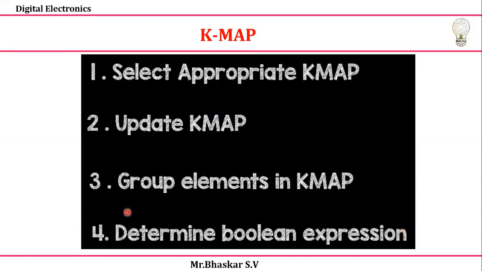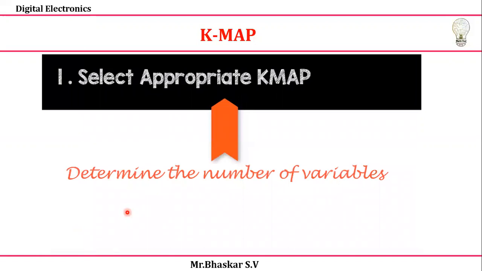Once you determine the Boolean expression, if they ask in an exam how to represent the Boolean expression in terms of NAND or NOR logic, you need to represent it that way. Okay, let's move on to the first step, selecting the appropriate K-map. How to select an appropriate K-map?